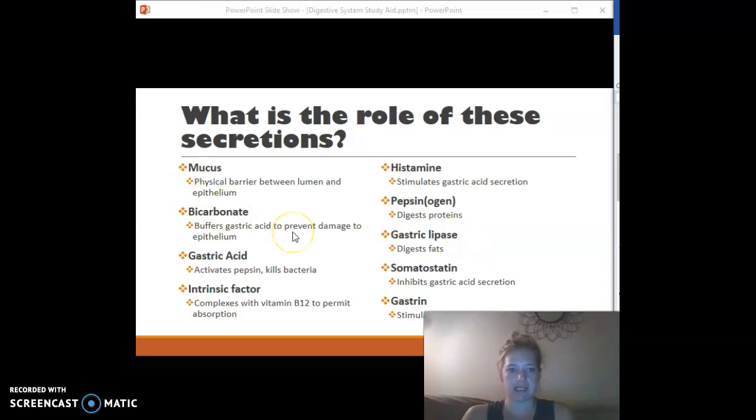And then the other thing to notice is the role of mucus and bicarbonate. Both are protecting the epithelium from getting damaged, and that goes into a little bit of the role of defense in the stomach, which we will explore on the next slide.